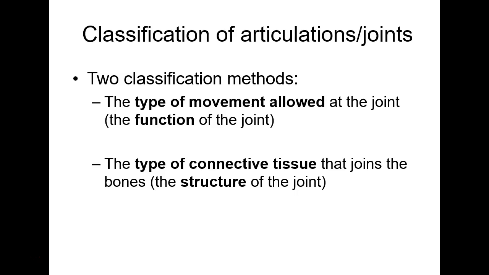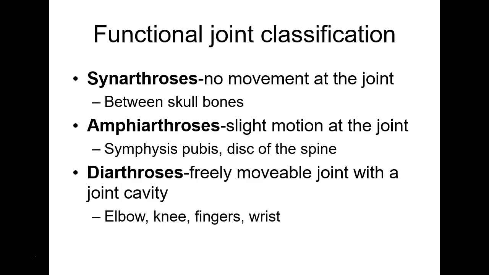Classifications of articulations/joints. So two different ways to classify a joint. Either how does it move or what's it made of. So the type of movement would be the functional classification. What's it made of, what type of connective tissue is holding it together, that would be the structural classification. So you got functional versus structural. So let's do the easy one first. Functional, how does it move? Does it move not at all, a little bit, or a lot?